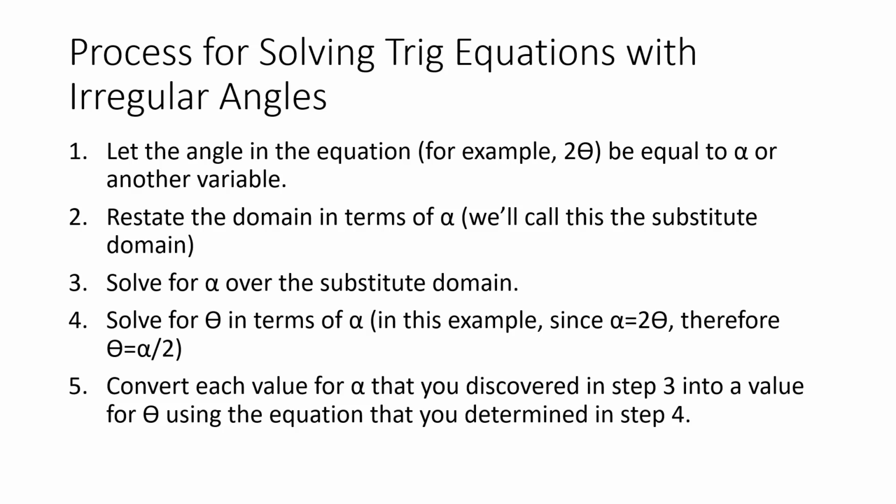Step 1, we let the angle in the equation, so for example 2 theta, be equal to alpha or some other variable, as long as it's not the same variable used in the question. Then we restate the domain in terms of that new variable. I'll call that the substitute domain. We then solve for the new variable, alpha, over the substitute domain. But then, step 4, we solve for theta in terms of alpha, and then convert each of those values that we got for alpha back to theta, thereby answering the original question.